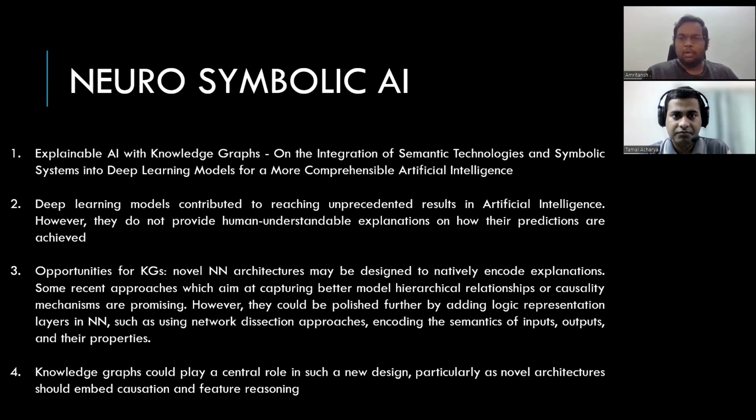Deep learning models also contribute to reaching unprecedented results, although they are very narrow, and many times we are not able to explain how we even reached these results. This is where this whole discussion comes in, and knowledge graphs can be merged in. A knowledge graph could play a central role in such a new design, particularly as novel architectures should embed causation and future reasoning, and that is one of the paramount features that we need to develop into a modern, full-fledged AGI.